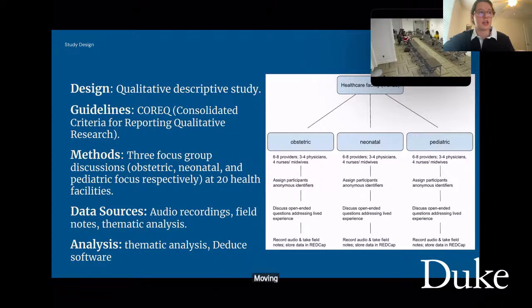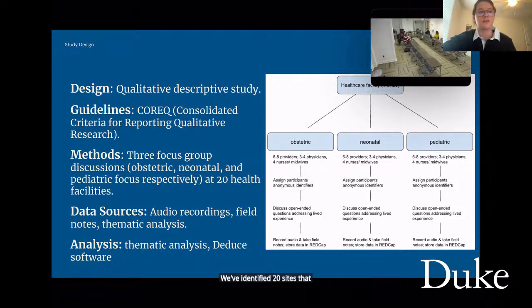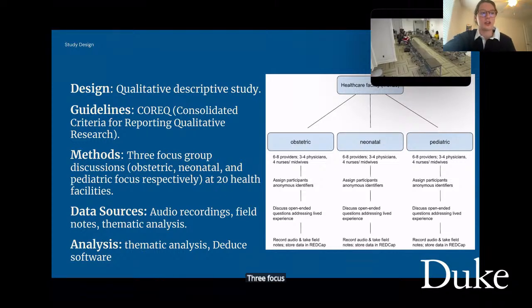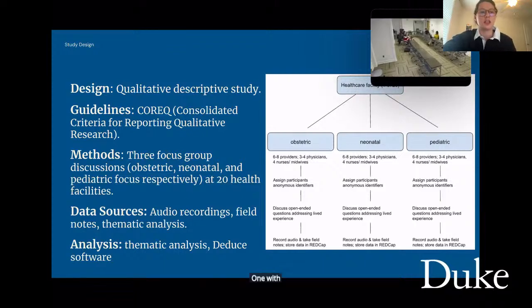Moving into study design, this is a qualitative descriptive study that will follow correct guidelines. We've identified 20 sites that were chosen based on frequency of transfer of relevant obstetric, neonatal, and pediatric patients, based on consensus opinion of clinical leaders at KCMC. 3 focus group discussions will occur at each of the 20 sites, 1 with a focus on obstetric emergencies, 1 with neonatal emergencies, and 1 with a focus on pediatric emergencies.